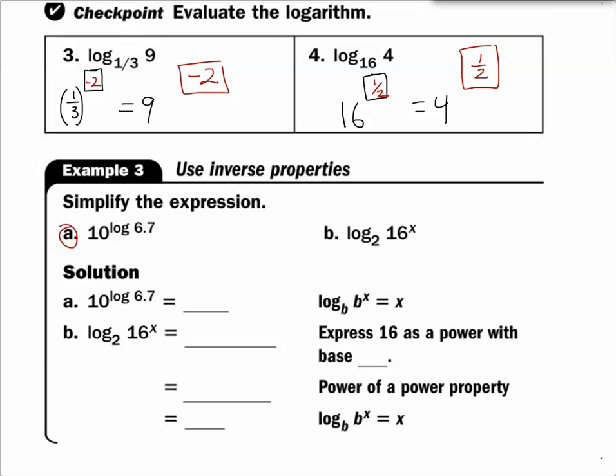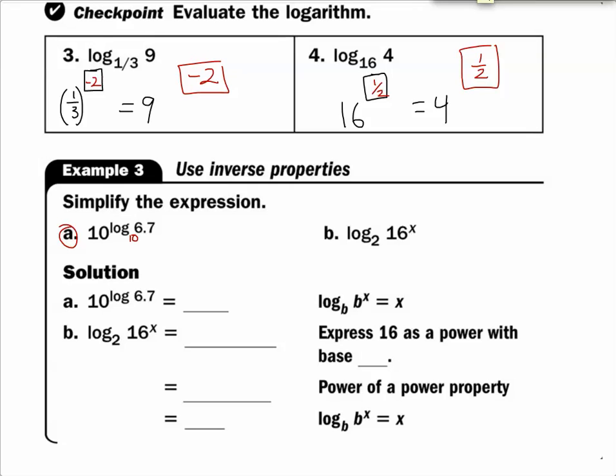It says log 6.7, and if you look at it again, you may wonder, where's the base? Because all the other logs have had little number bases underneath them. So if there's no base in a log, it just says log, it definitely means base 10. So we have to make sure we write a little 10 in there. Okay, so 10 to the log base 10 of 6.7.